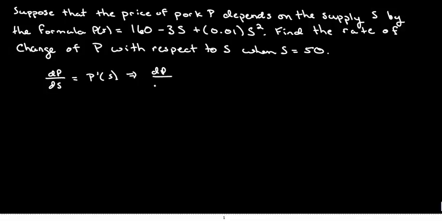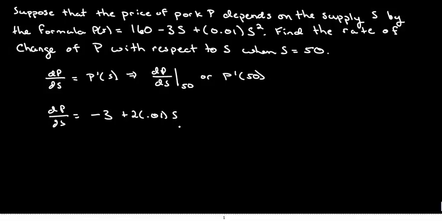So we need dP/dS at 50, or another way of writing that is we need P'(50). We need the rate of change of P with respect to S at 50. So dP/dS is the derivative of this. The derivative of 160 is 0. The derivative of negative 3S is negative 3. And the derivative of 0.01S² is 2 times 0.01 times S. That gives us negative 3 plus 0.02S.